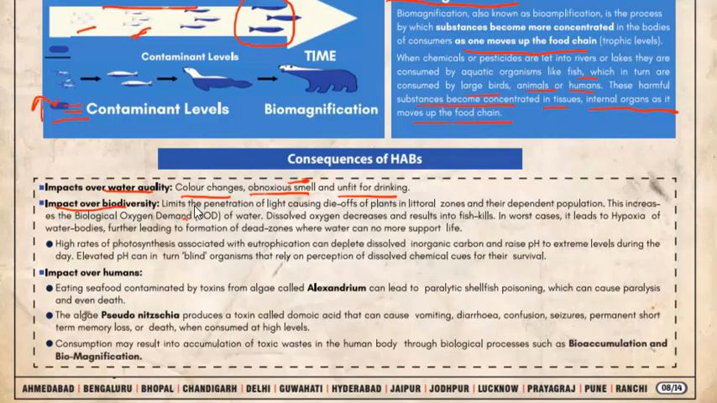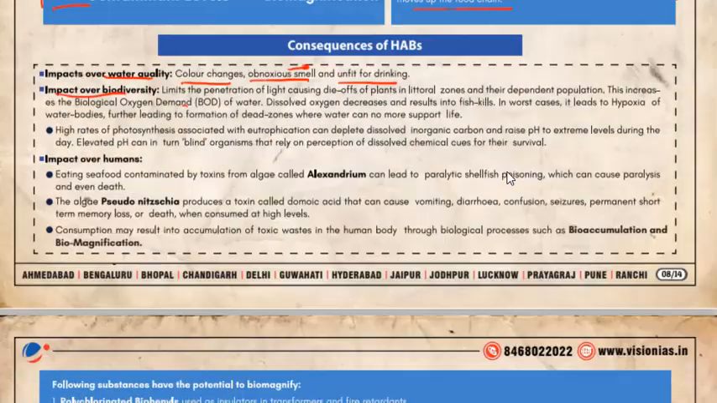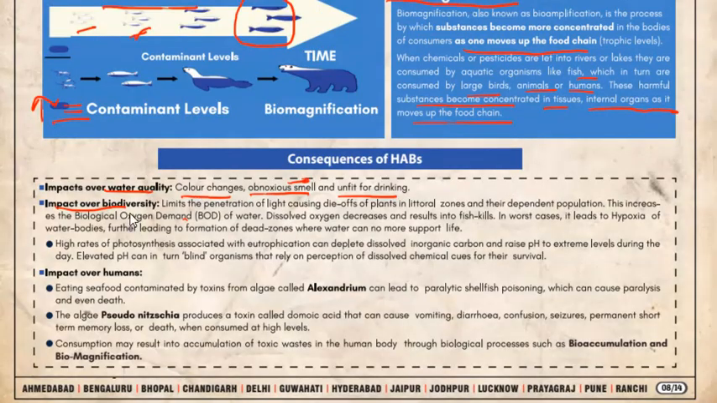Next is the impact on biodiversity. Limited penetration of light causes die-off of the plants in littoral zones and their dependent populations. This increases the biological oxygen demand of the water. What is the biological oxygen demand? It relates to the dissolved oxygen. There is a graph for biological oxygen demand, which I will discuss later. Just remember two terms you should know: dissolved oxygen and biological oxygen demand.